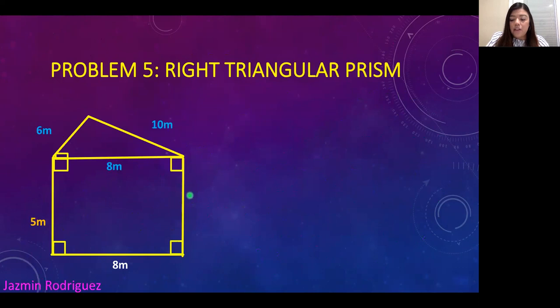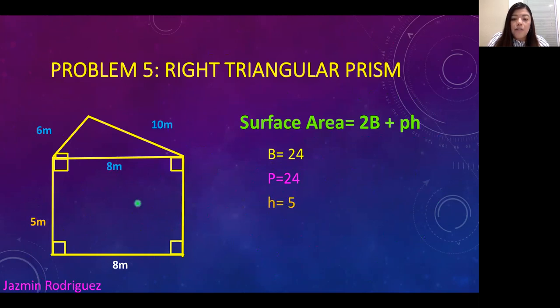All right, now that we have calculated our base area, our perimeter, and our height, we are ready to find the surface area for the entire figure. We know that our base is 24 because we figured that out, and our perimeter is 24. Our height is going to be 5 because now we're trying to find the surface area for the entire figure, correct? Not just our triangle. We want the whole thing. So this is why 5 is going to be our height for the surface area of this right triangular prism. When we plug in our base, our perimeter, and our height into our formula, we get that the surface area is equal to 168 meters squared.